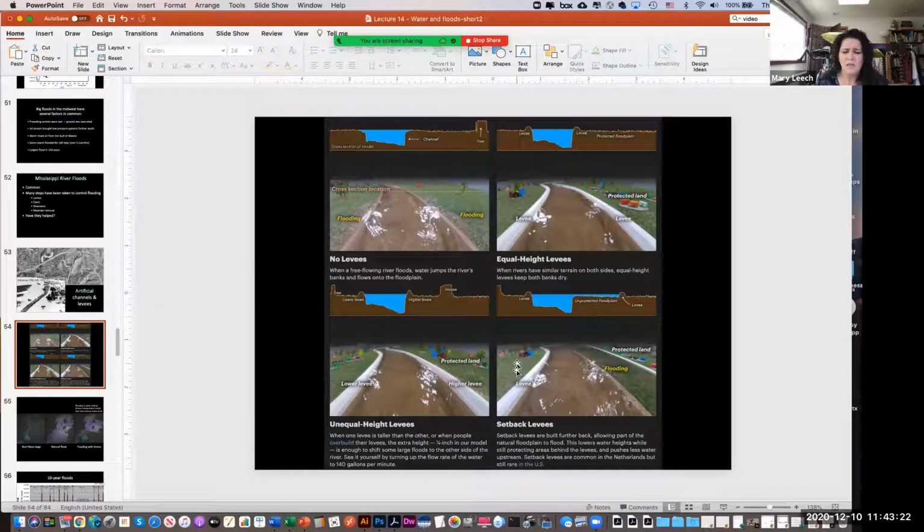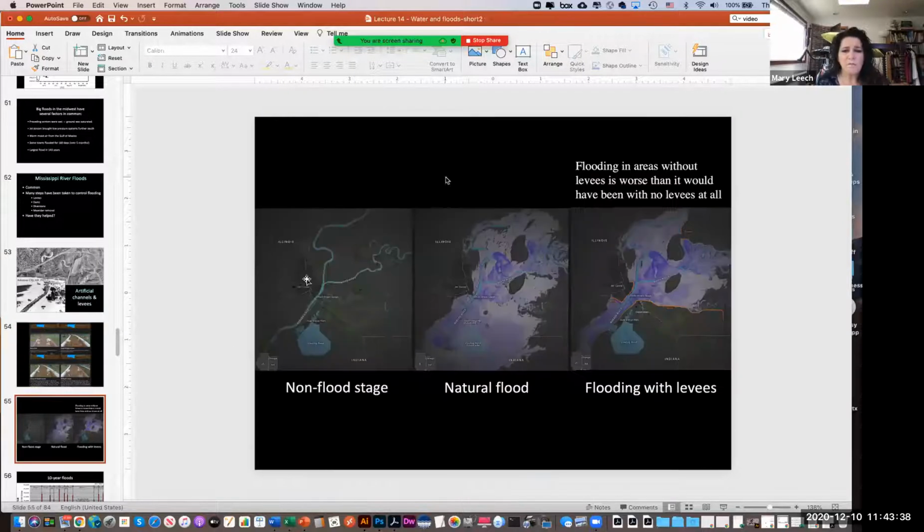It doesn't cover nearly the same area as if you had tried to control it with the levees. If you put a levee on one side and not another, or a higher levee on one side and not another, you're going to cause worse damage, worse flooding, on the side with the lower levee or without the levee. In the cases where you get very high, big floods.